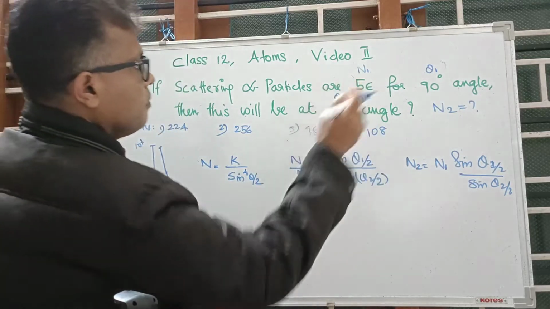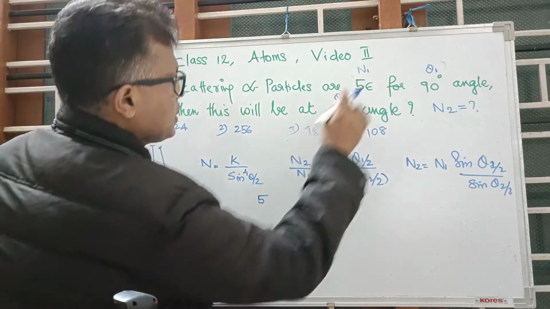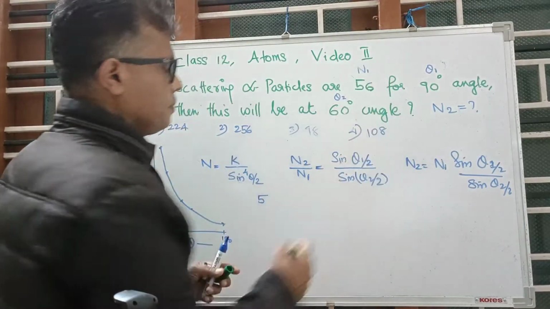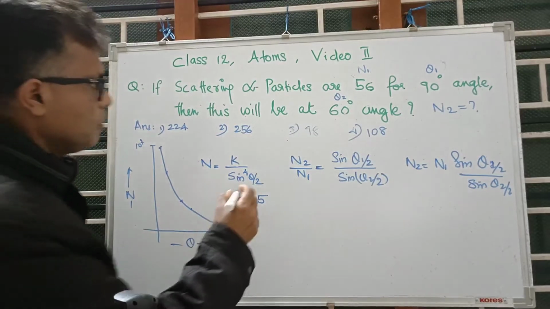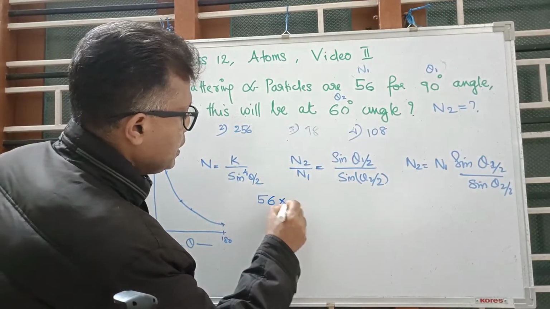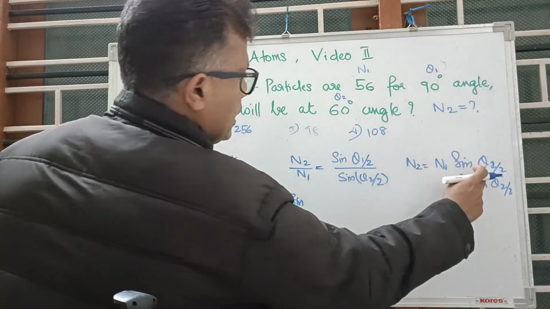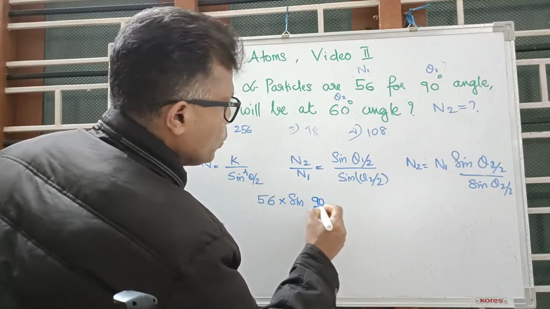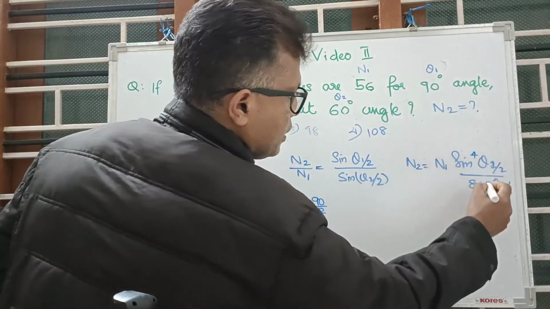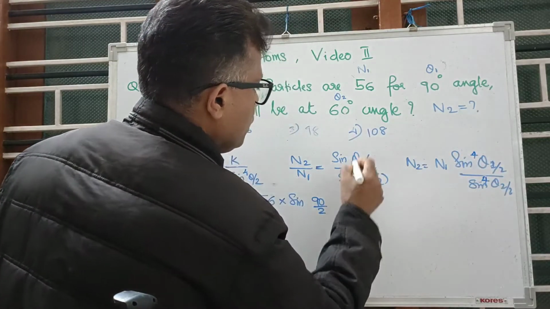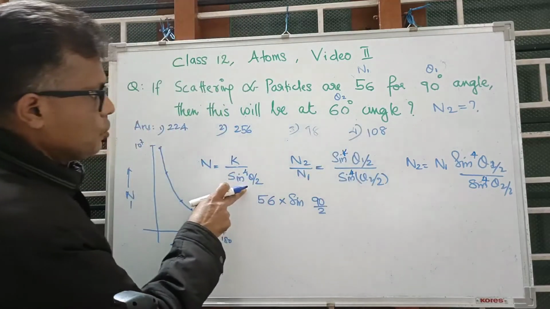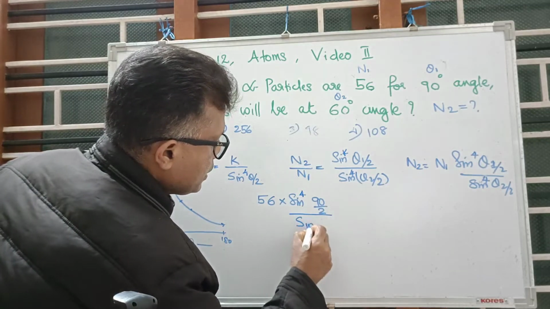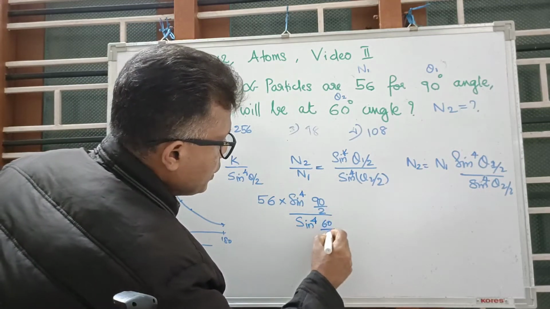N1 is how much? 56. So I'm putting the value here: 56 into sine raised to 4 theta 1 by 2. Theta 1 is how much? 90 degrees. So 90 by 2, raised to 4, always 4 is there, divided by sine raised to 4, 60 by 2.